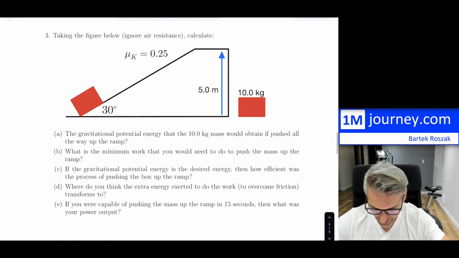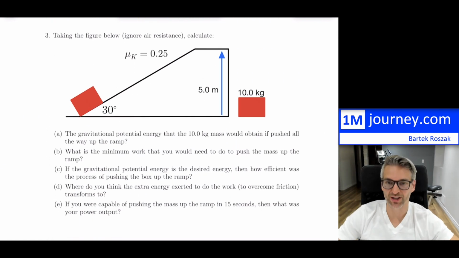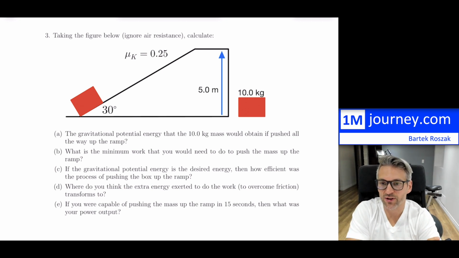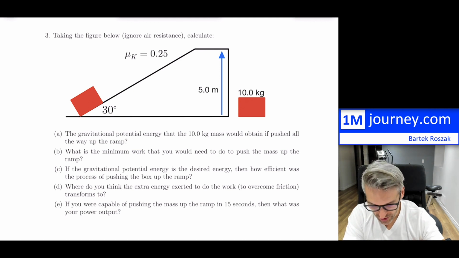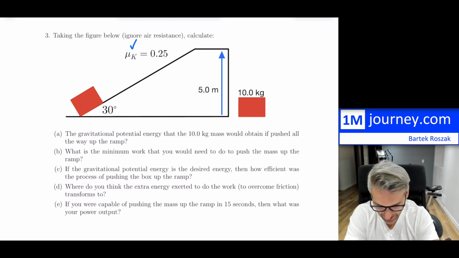Here is example number 3. So this one is going to be, I guess, a little bit of a challenge. So let's see what it asks us. So here's the figure. It looks like you have a box on a ramp. So it's a 30 degree ramp. You have 5 meters of height up there. So we can certainly find out how long that actual ramp is. I'll do that in a moment if it's needed. It looks like we have a coefficient of friction there. So this is K, so it's kinetic friction.